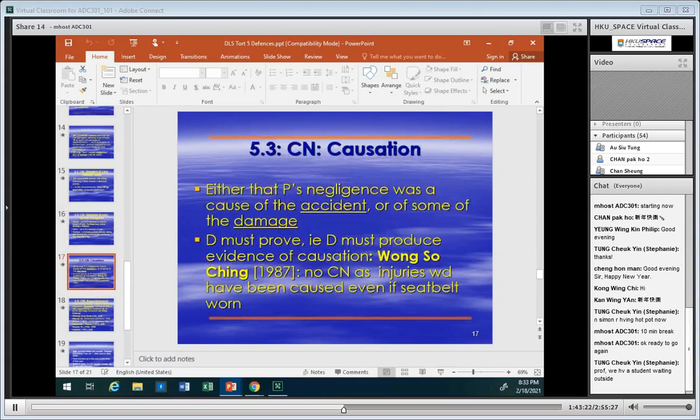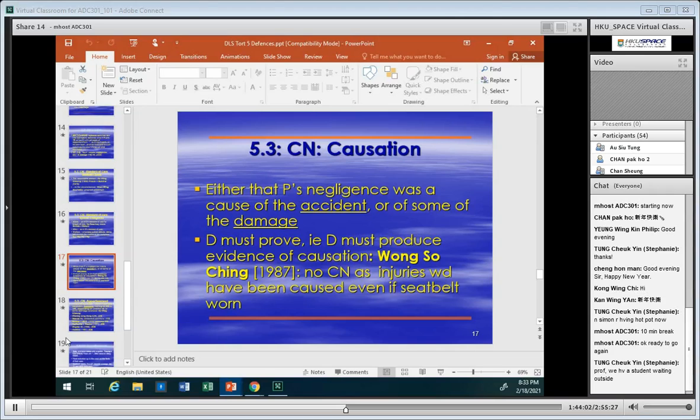Also, the defendant will have to prove causation, and there's a must-know case here, everybody, and the must-know case is Wong So Ching on page 135. So highlight Wong So Ching on page 135. Wong So Ching and the official administrator. Remember, the defendant has to prove contributory negligence. That means the defendant has to prove that the plaintiff was at fault, didn't come up to the requisite standard of care, and also that there was causation.